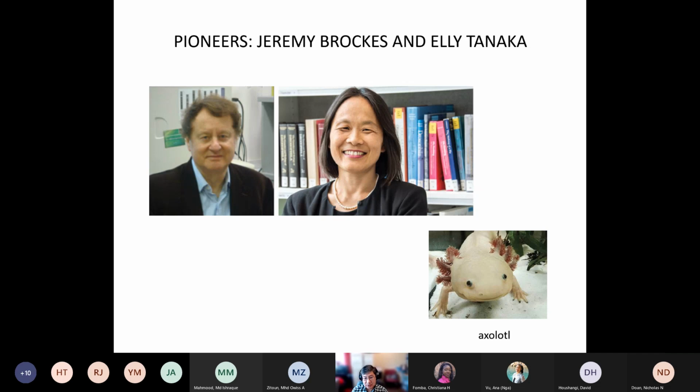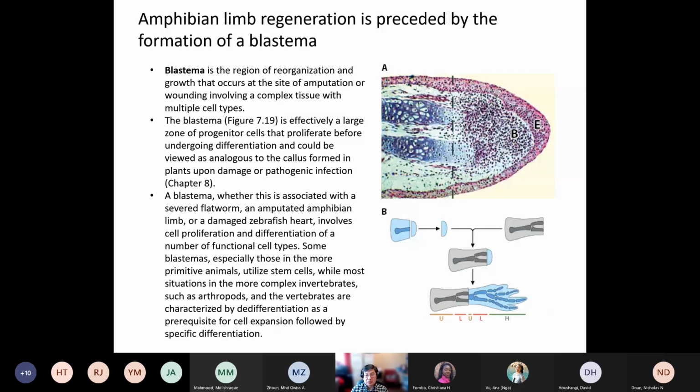So Elly Tanaka used the Mexican salamander. As shown here, it's also named axolotl. Axolotl, this one. Okay, that's the model system she used. So I will introduce an important concept in regeneration. This concept is called the blastema.